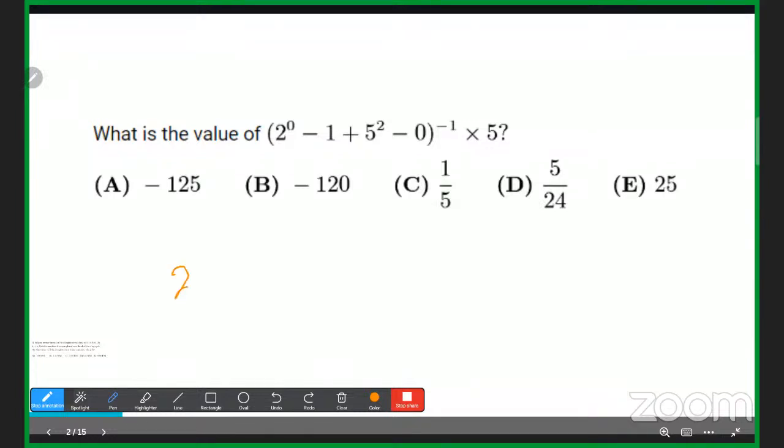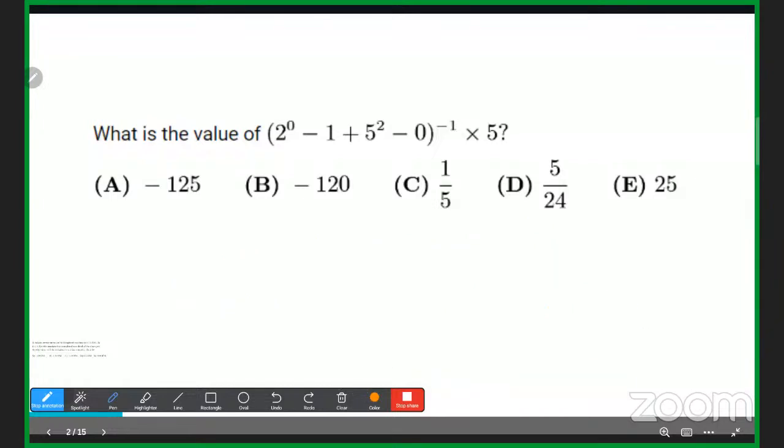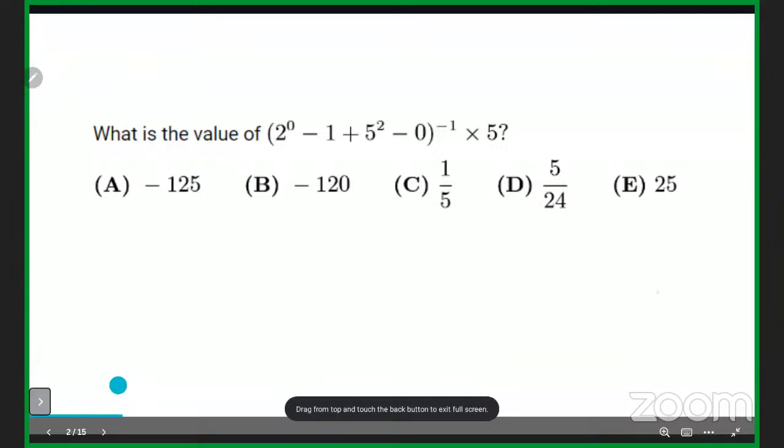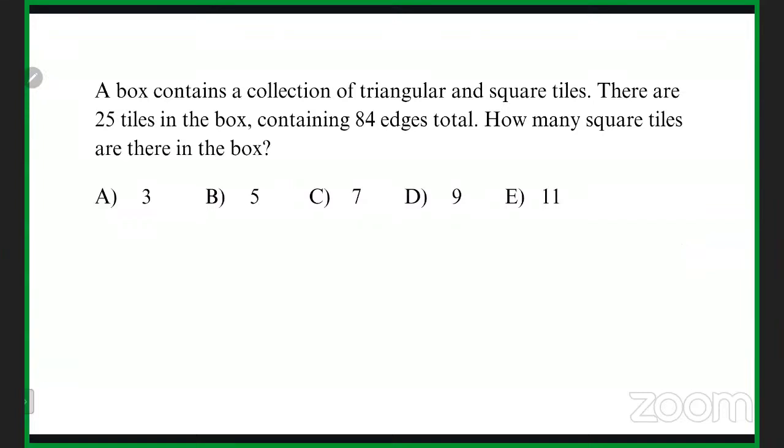Sorry for the low level for the students. So 2 raised to 0 is equal to 1, any number raised to 0 is 1, so 1 minus 1. So 1 minus 1 plus 25 minus 0 raised to minus 1 into 5. So 1 by 25 into 5. So the answer is 1 by 5. Okay, then next question is, okay, this is your next question. I will give you 30 seconds.